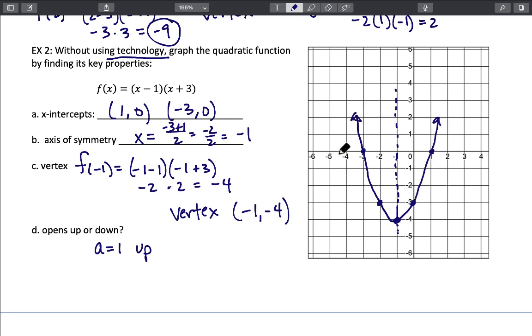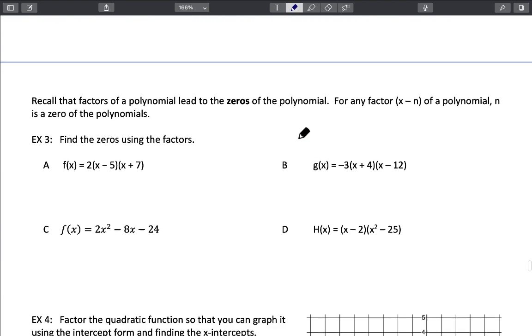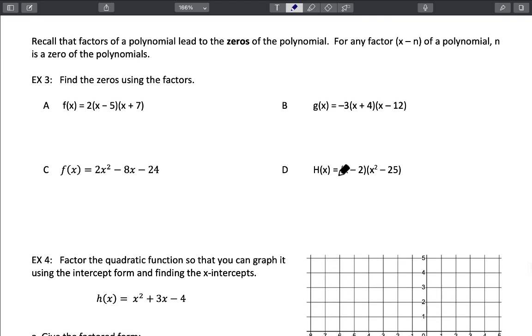There you go. You graphed your first parabola quadratic that was given to you in intercept form. All right, so a quick little reminder. Factors of the polynomial will lead to the zeros of the polynomial. In fact, for any factor x minus n of a polynomial, n is considered a zero of the polynomial. In order to find those zeros, you took each factor, set it equal to 0, and solved.